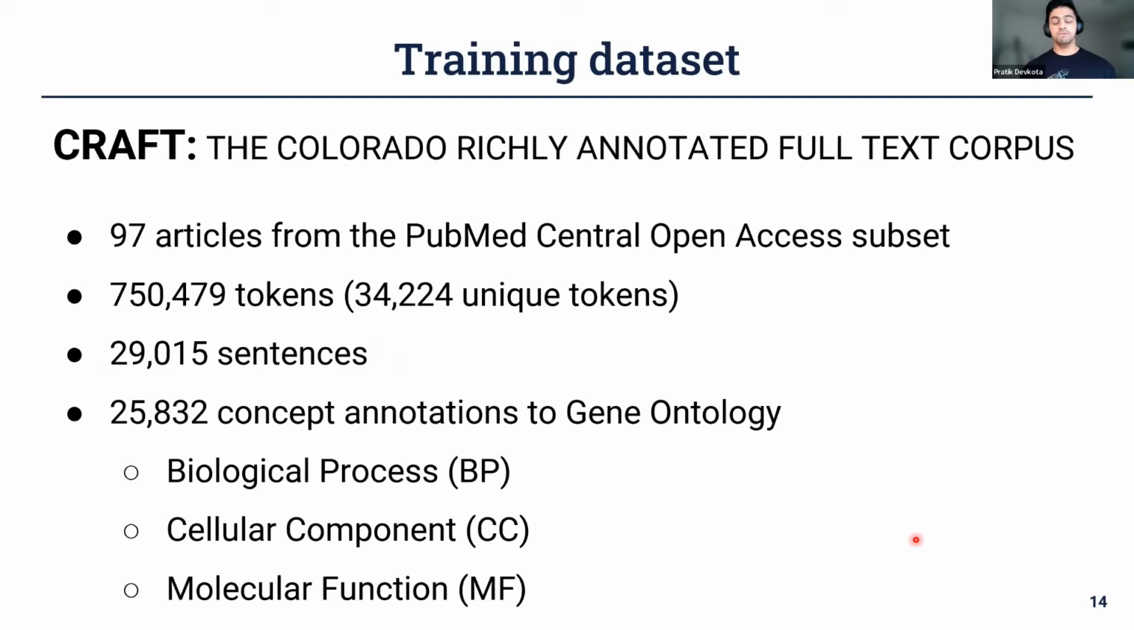To train our deep neural network, we used a Craft dataset for both training and validation. Craft includes 97 articles published in PubMed and their annotations from ontology experts. At this point, Craft is pretty much a gold standard for named entity recognition. It has almost 30,000 sentences or 30,000 inputs that we can train a model on.